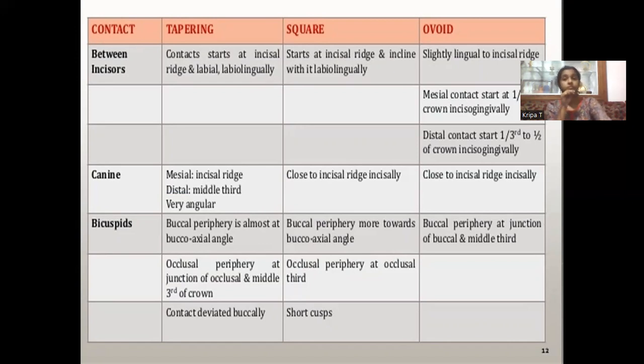Coming to canine, for square it is like a tapering only. In ovoid, it is closer to incisal. Then coming to bicuspids, for tapering, the buccal periphery is at the buccoaxial angle. Occlusal periphery at the junction of occlusal and middle third of crown. Contact deviates buccally. For a square tooth, buccal periphery is buccoaxial angle. Occlusal periphery at the occlusal third. For ovoid, buccal periphery comes at the junction of buccal and middle third.